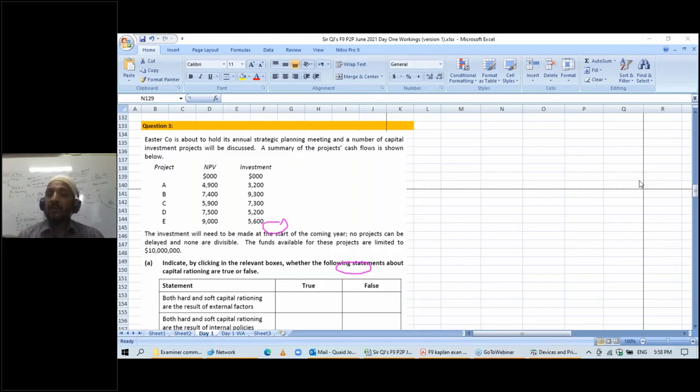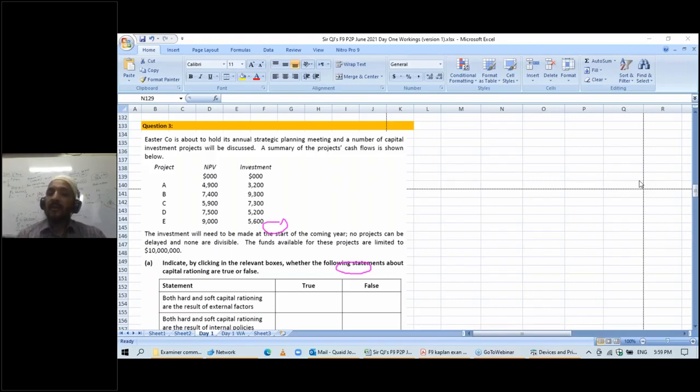Rationing means that the company will have to select a few projects out of those 10, and obviously it cannot invest more than 20 million. So within the 20 million of funds available, they have to maximize their wealth. They cannot invest in all. In the situation where the company cannot invest in all projects, this is known as a capital rationing situation. Now there are two types of rationing: one is known as soft and one as hard rationing.